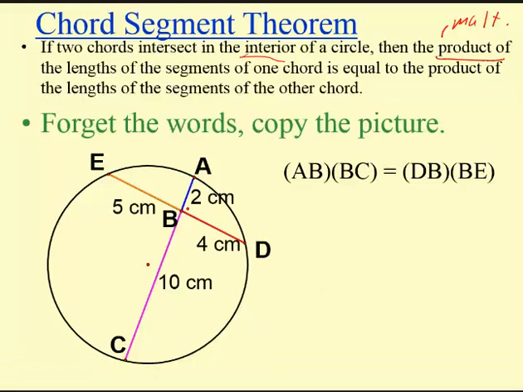AB here is 2 centimeters, BC is 10. We're going to multiply those two, and that should equal BD here, which is 4, times BE. Well, let's see if they do. Is 2 times 10 the same number as 4 times 5? Yeah. Okay, so the products of the two parts should equal each other. So if you're given any three of these numbers, you can solve for the fourth one.